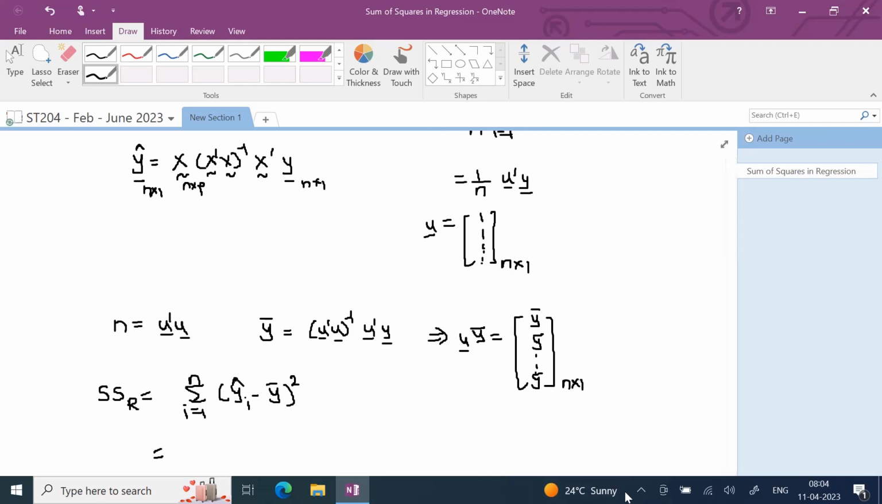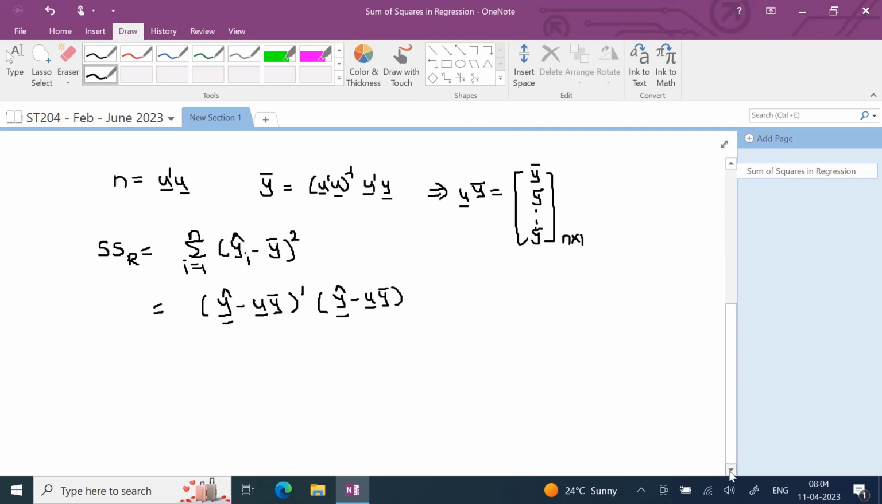So for y hat, I already have a vector. So this sum of squares I could write as y hat vector minus my y bar vector. Y bar vector means I would write u times y bar scalar, prime, because I want finally the sum of squares, which will actually be a dot product. So (y hat vector minus u y bar) prime times (y hat vector minus u y bar). Okay. So now I have a vector notation.